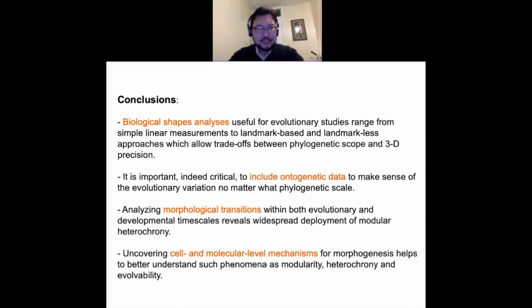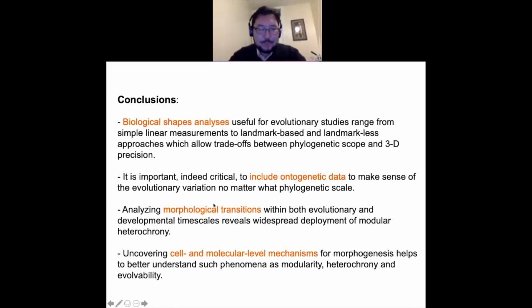So first, biological shape analyses useful for evolutionary studies range from simple linear measurements to landmark-based and landmark-less approaches, which allow trade-offs between phylogenetic scope and 3D precision. So again, how you capture the shape, right? Early on we were looking at landmarks. We were measuring literally how long or short the face is, looking at two-dimensional outlines. Now, thanks to those CT scans, we're moving into three-dimensional methods.